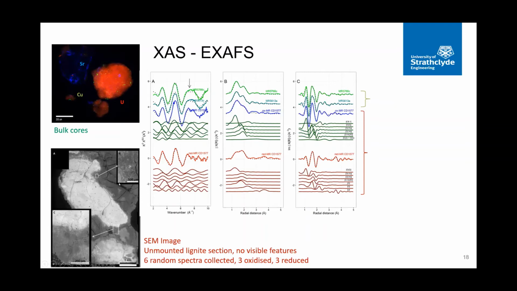On this sample, not having a camera, we just took 6 random spectra at different places, and 3 came back the same and oxidized, and 3 were the same and reduced. We analysed these and compared them to the bulk cores. There's the oxidized spectra at the top, and the reduced one showing the shells at the bottom.